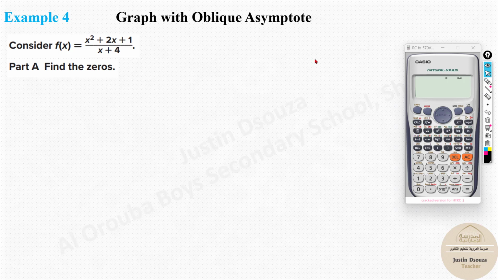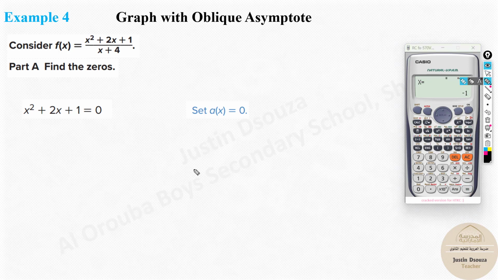Since it's a quadratic equation, you can use your calculator easily. How do you find the zeros? It's mode 5 3, and put in the coefficients. It's 1, plus 2, and lastly 1. And now the zero is minus 1, and only minus 1. That means you can see only x.